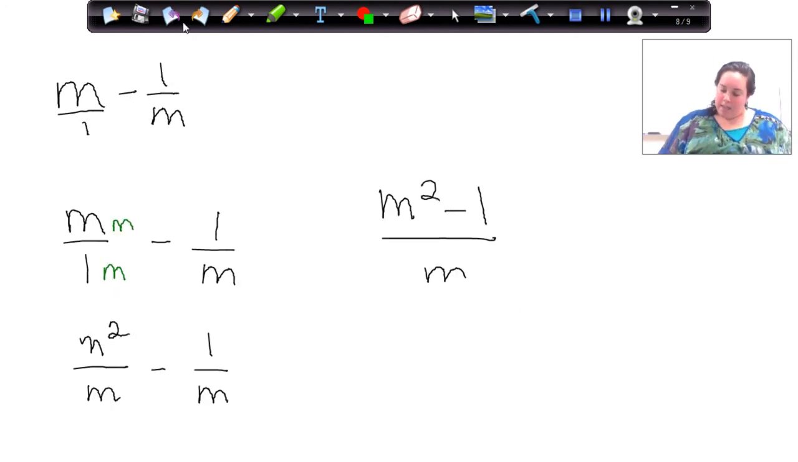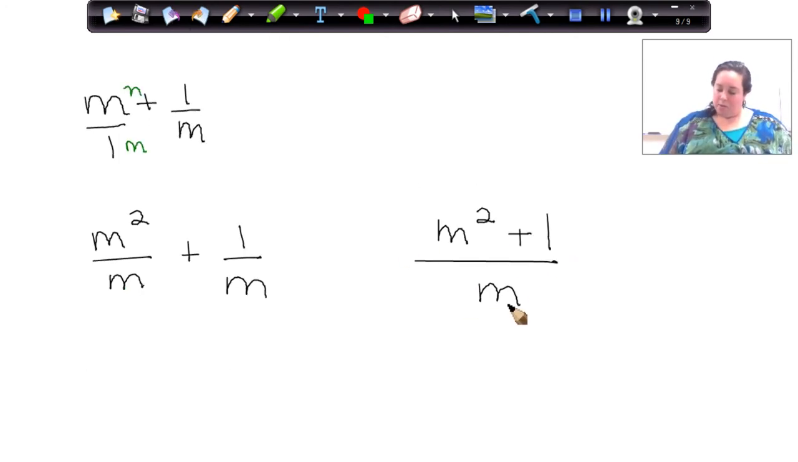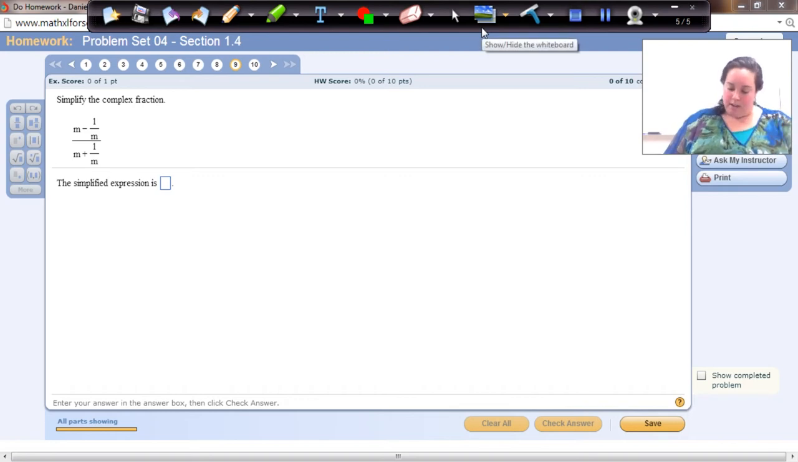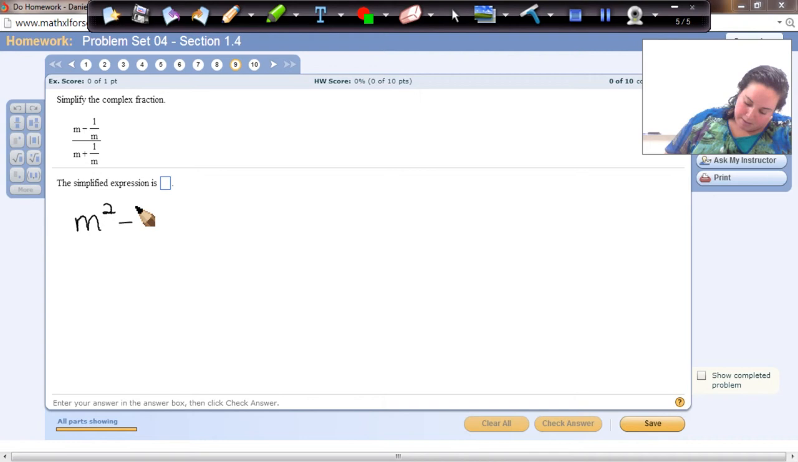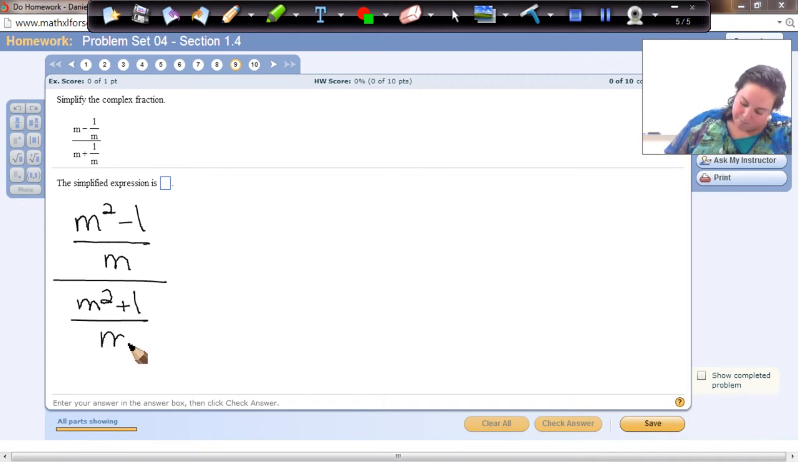So we have m squared minus 1 over m as our numerator, m squared plus 1 over m as our denominator. So let's go back to the problem and put both of those things in. So our numerator is now m squared minus 1 over m, and our denominator is now m squared plus 1 over m. Okay, now let's think about what it means to be a complex fraction. It means this divided by this.